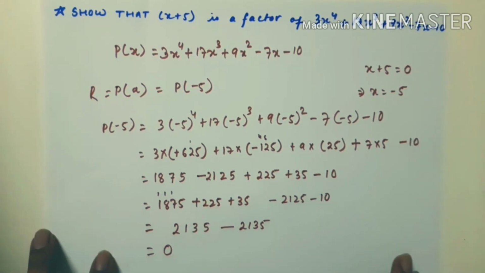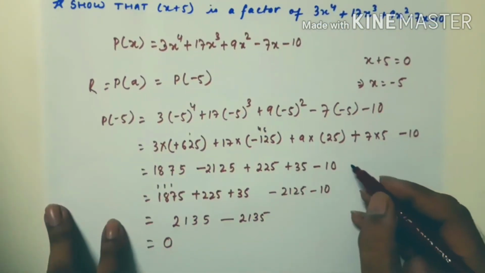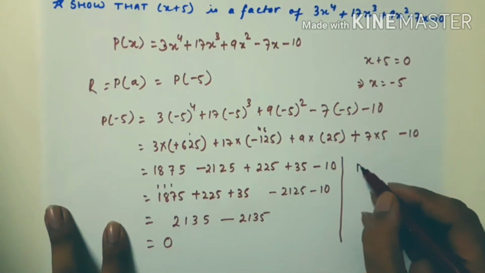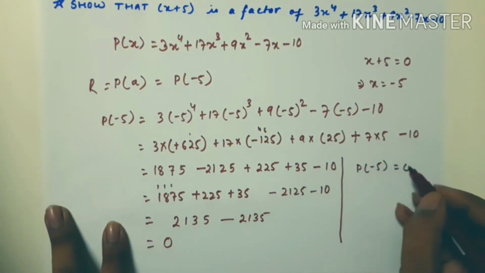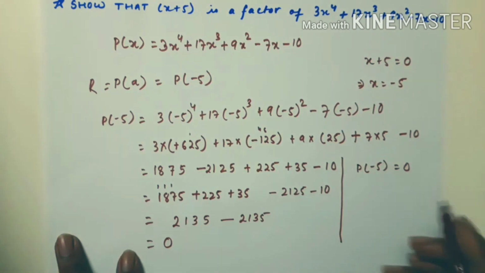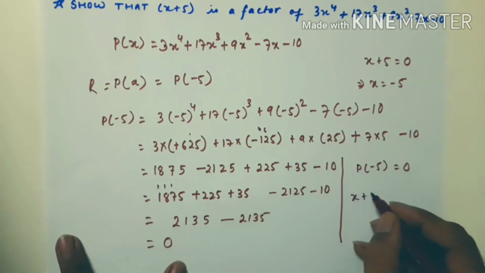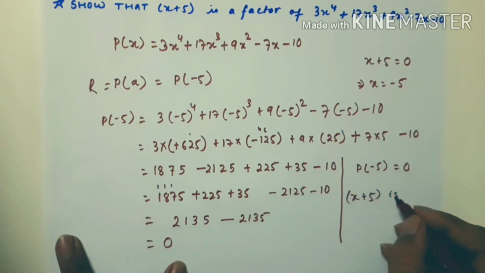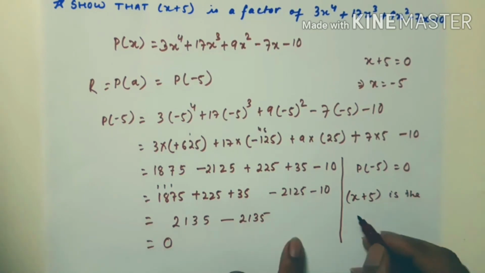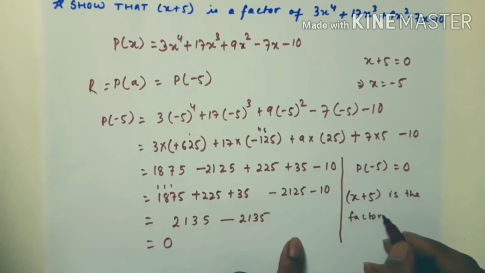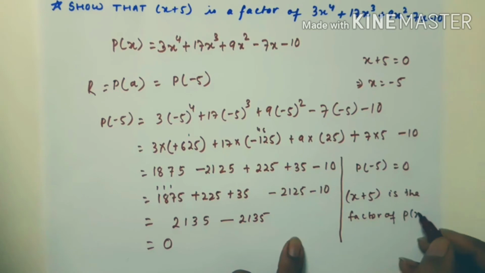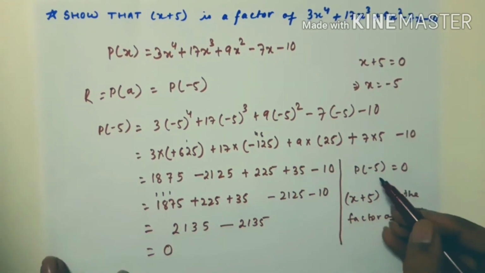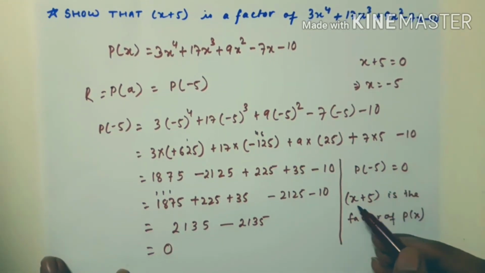So same thing using the factor theorem. Whenever p of -5 is 0, we can say x plus 5 is a factor of p of x. So remember, whenever you have -5, our factor will be x plus 5.